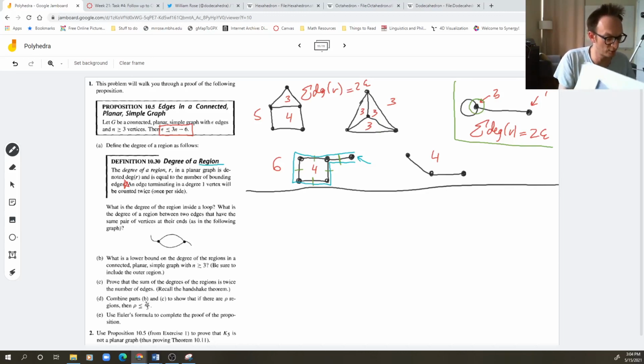What's left to do? Do I need notes for this, or is it just all kind of obvious? So let's call this check. What is a lower bound on the degree of the regions in a connected planar simple graph with n greater than or equal to 3? Be sure to include the outer region. What is the lower bound on the degree of the regions?